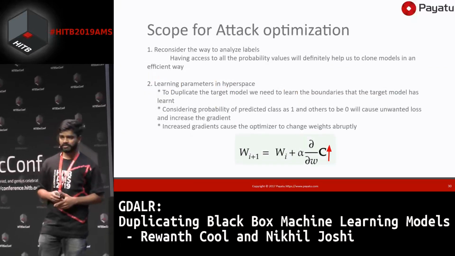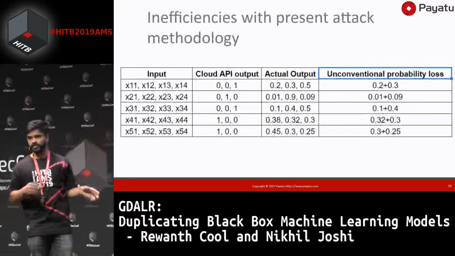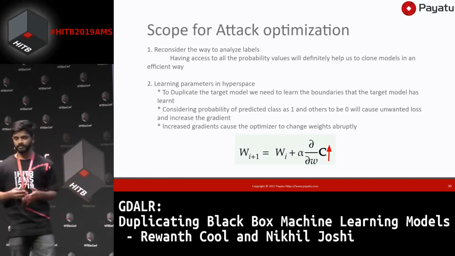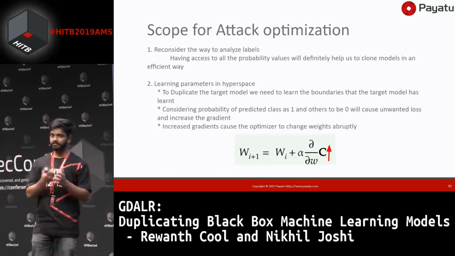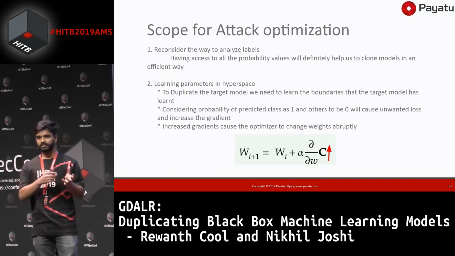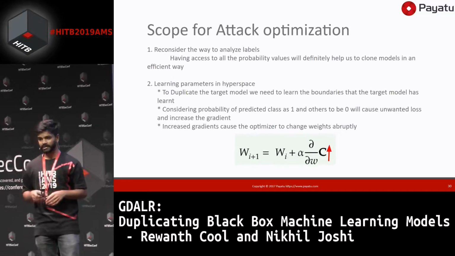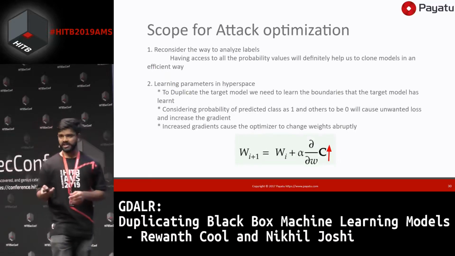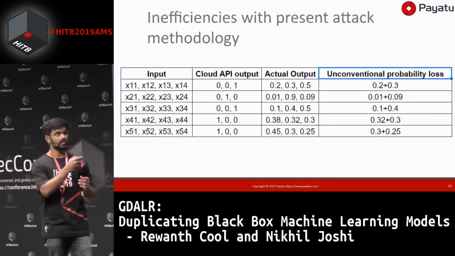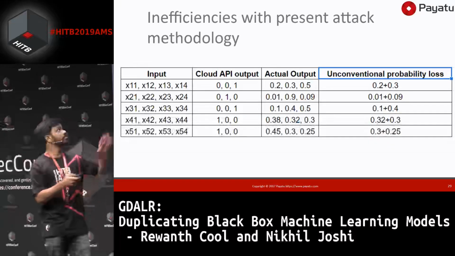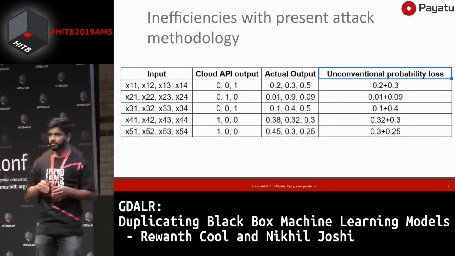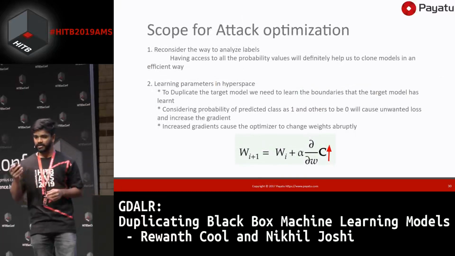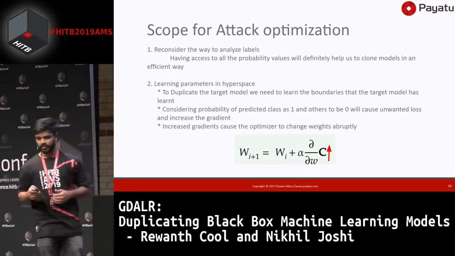So we try to overcome this unconventional probability loss and make it better. There are a few areas where we can improve and speed up this attack, and clone or steal the model quickly. The first thing is to reconsider the way we analyze the labels. As I explained before, having access to all the probabilities, 0.2, 0.3, 0.5, instead of the binary outputs will help us train the model quicker, and the optimization function will be able to assign the weights properly. This is followed by learning parameters in hyperspace.